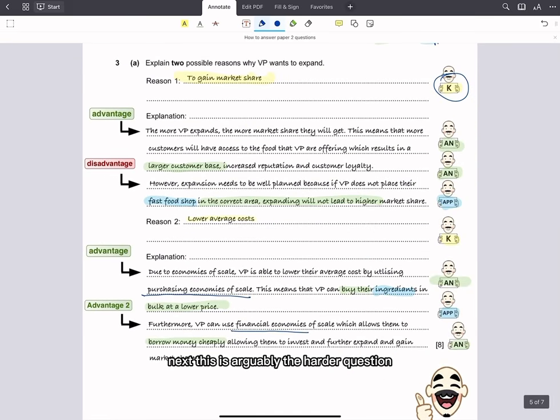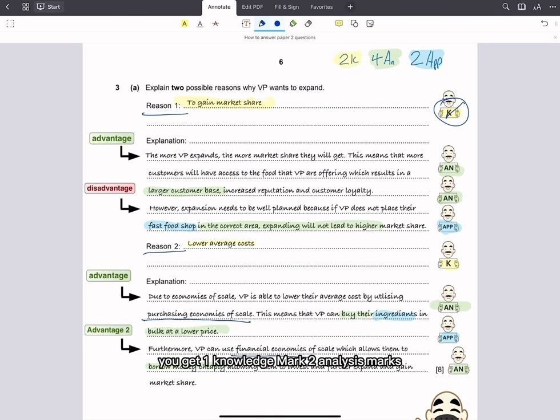Next, this is arguably the harder question of the 8-mark questions. So you are presented with 2 reasons, and the allocations are as follows. You get 1 knowledge mark, 2 analysis marks, and 1 application mark for each reason. So you get 1 knowledge mark for saying the reason 1, so to gain market share, and then the explanation to this is because they get a larger customer base. That's our first analysis point. And then the disadvantage to that is if not planned properly, then they won't get higher market share. So that's the second analysis point. And because we've said fast food shop, that's our application point. So that's 4 altogether for our reason 1.